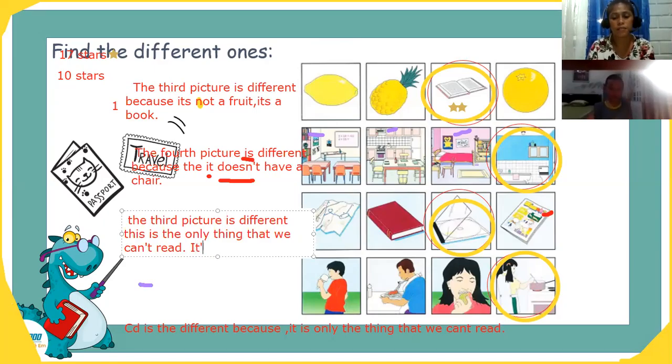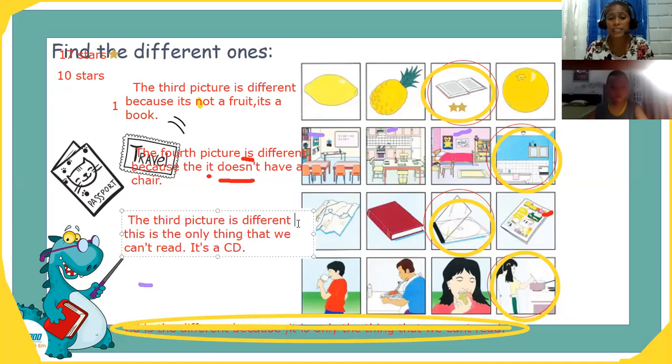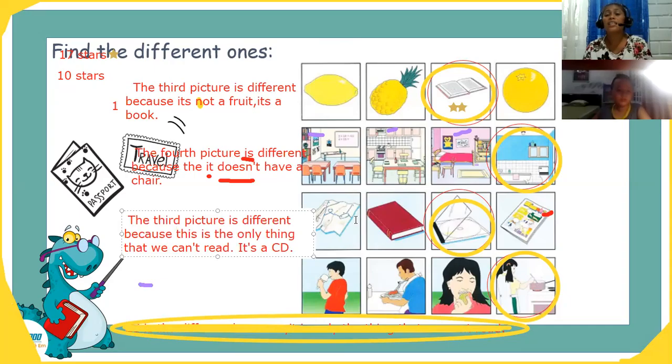Teacher Ann told you about that already. The third picture is different, the CD. It's different because this is the only thing that we can't read. It's a CD, okay? Okay.